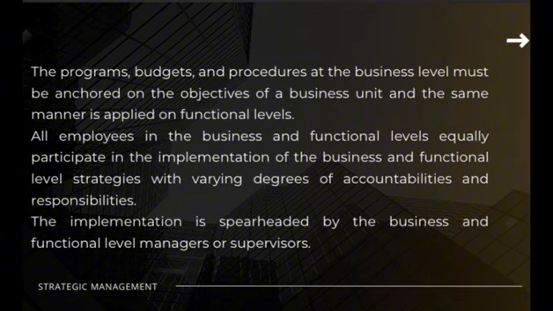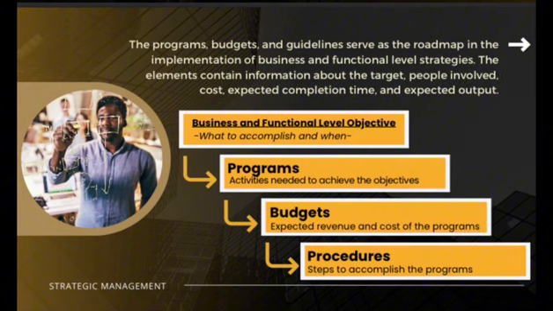All employees in the business and functional levels equally participate in the implementation of the business and functional level strategies with varying degrees of accountabilities and responsibilities. The implementation is spearheaded by the business and functional level managers or supervisors. The programs, budgets, and guidelines serve as the roadmap in the implementation of the business and functional level strategies. As you can see here, the hierarchy of these elements contains information about the target, people involved, cost, expected completion time, and expected output.